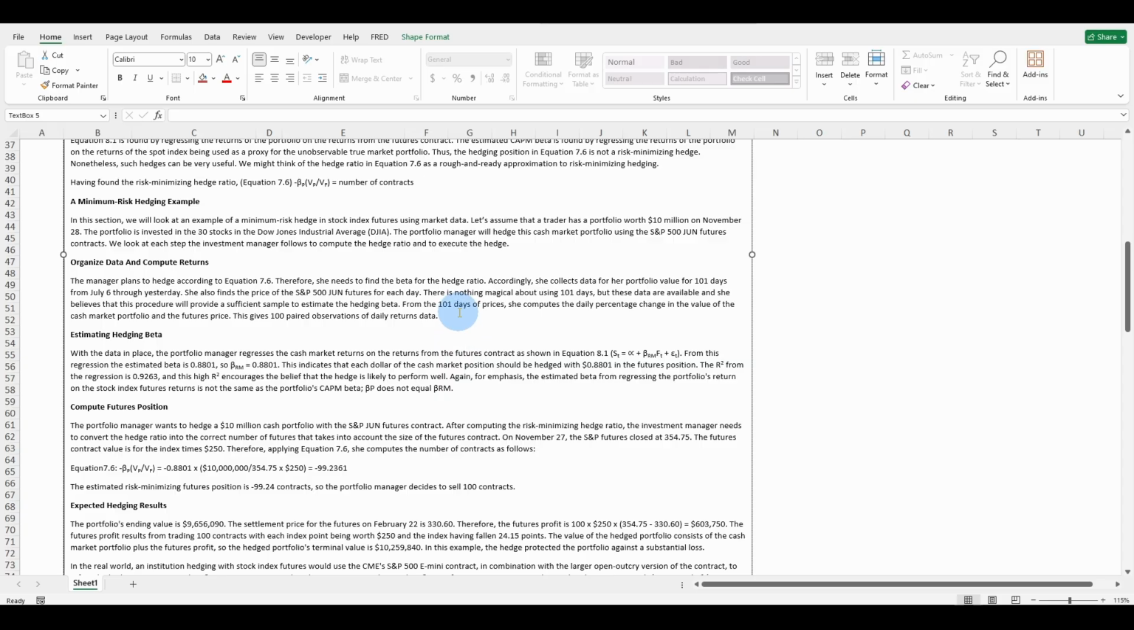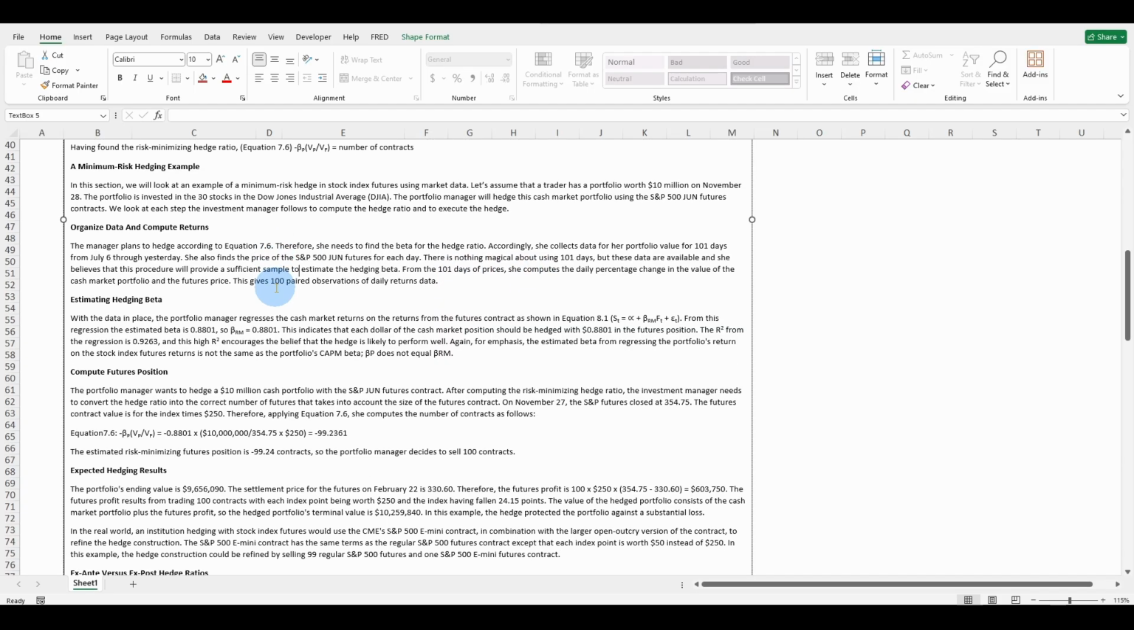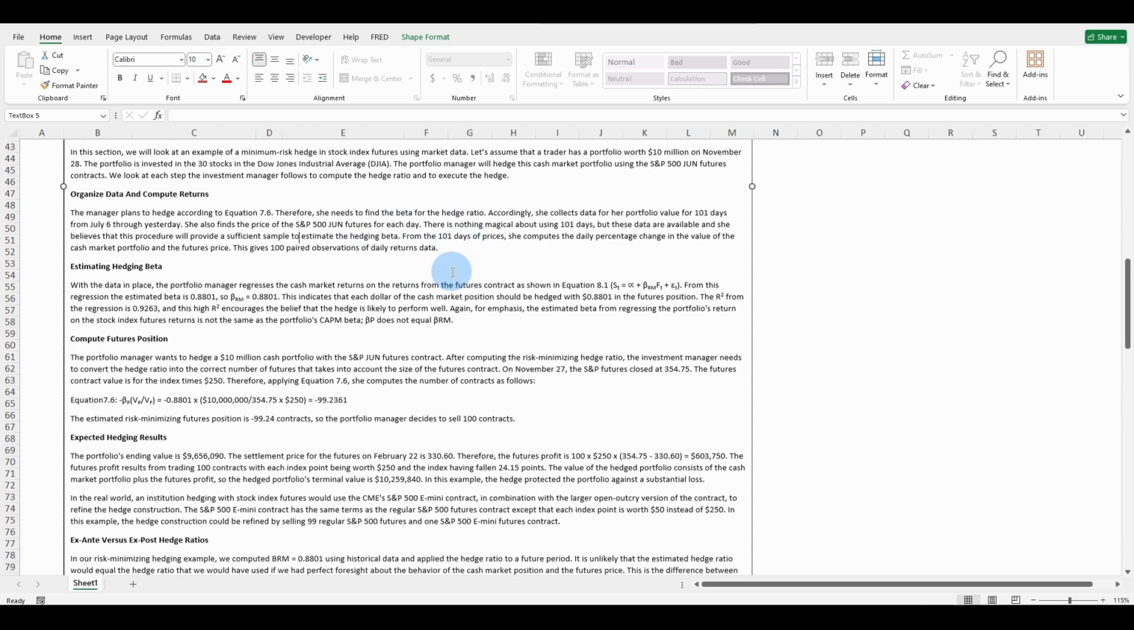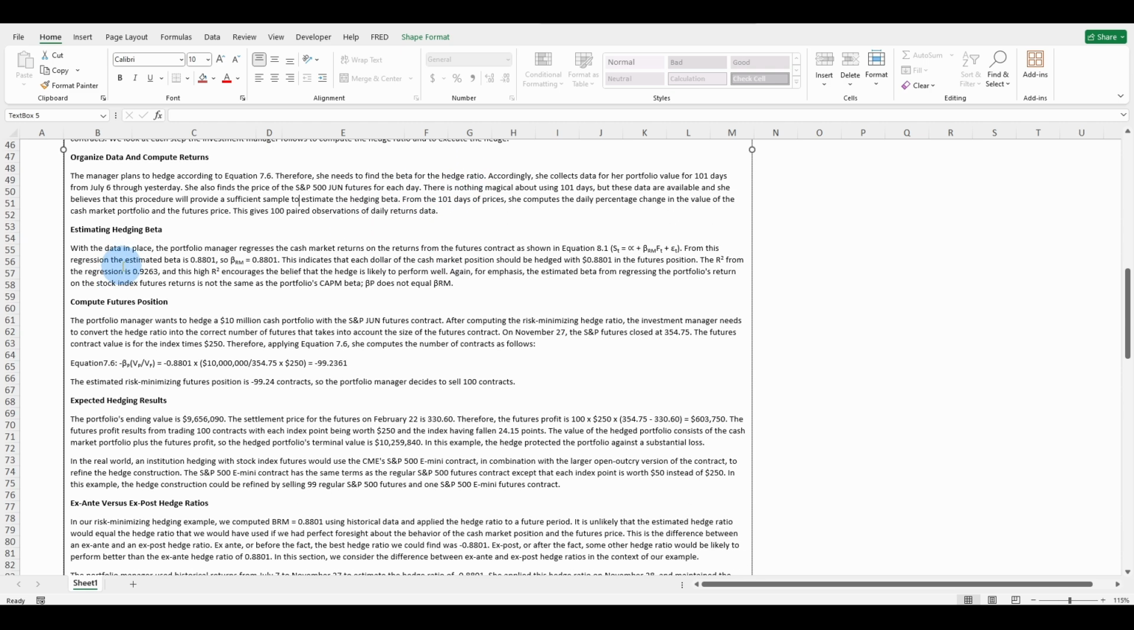And she believes that the process will provide a sufficient sample to estimate the hedge beta. For the 101 days of prices, she computes the daily percentage change in the value of the cash market portfolio and the futures prices. This gives 100 paired observations of daily returns. This is just a normal practice in terms of calculating beta. Estimating hedging beta: with the data in place, the portfolio manager regresses the cash market returns on the returns from the futures contract as shown in equation 8.1. From this regression, the estimated beta is 0.8801.